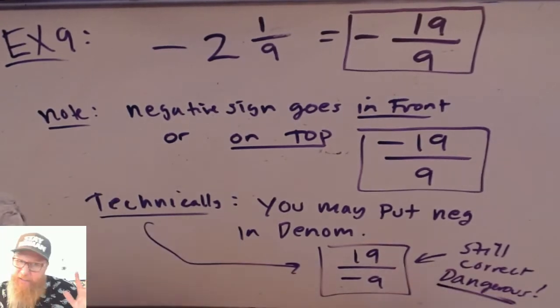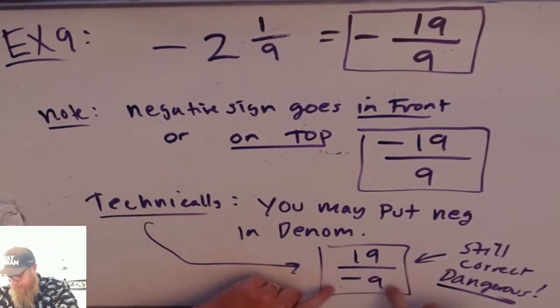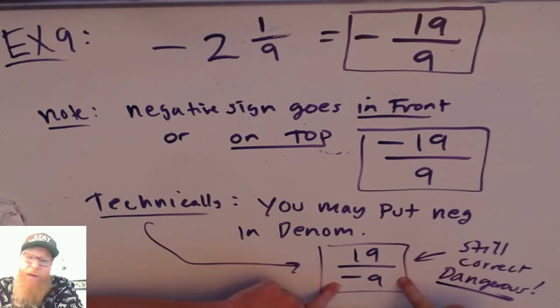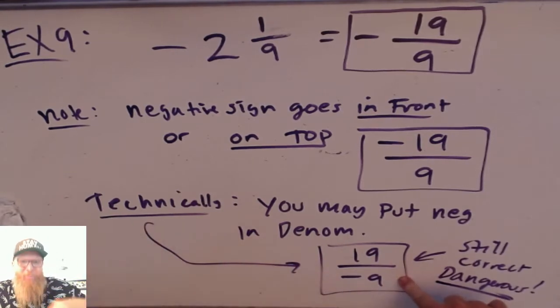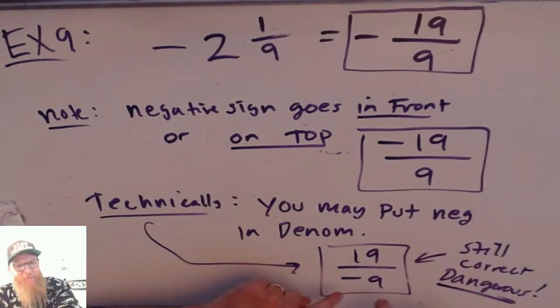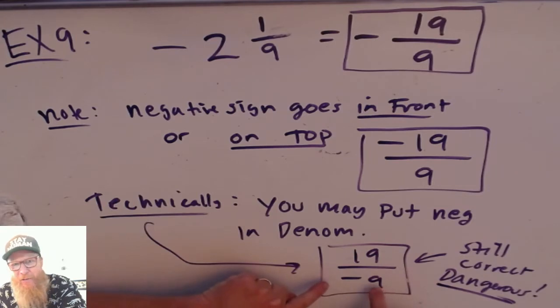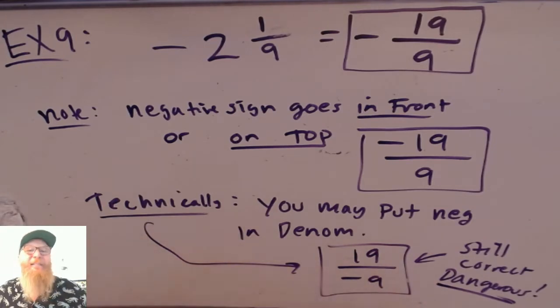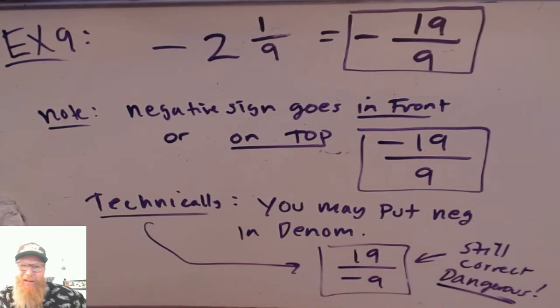Yeah, so if you like to live dangerously, you like to take risks, go ahead, you can do that. I won't mark it wrong. But if you like this danger and you keep doing it, eventually it's gonna get you. It's legal, but eventually it'll get you. When we start solving more complicated problems, if you are in the habit of putting your negatives in the bottom, even though it's legal, it's okay.